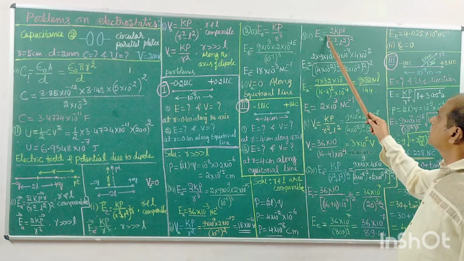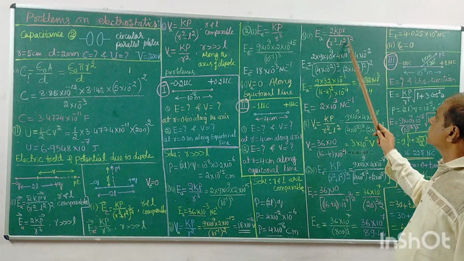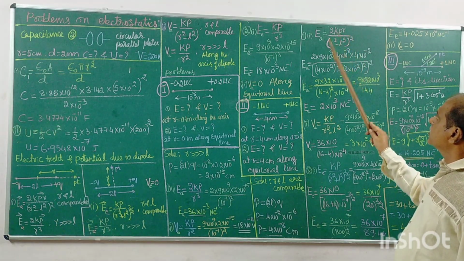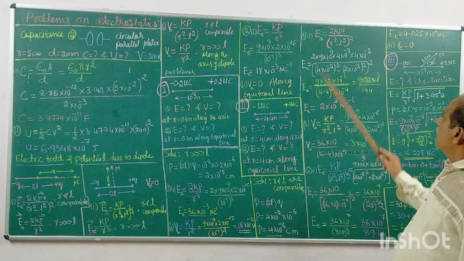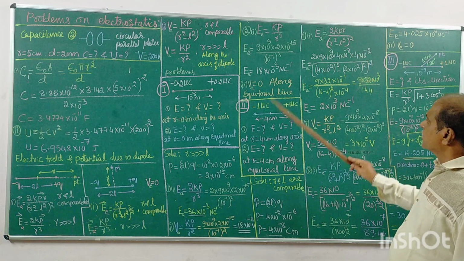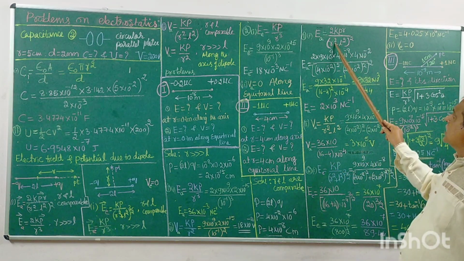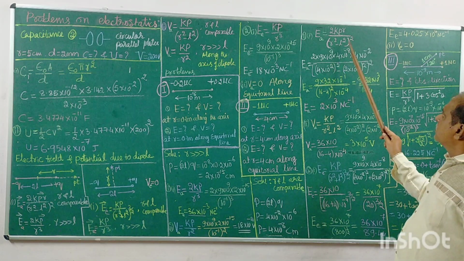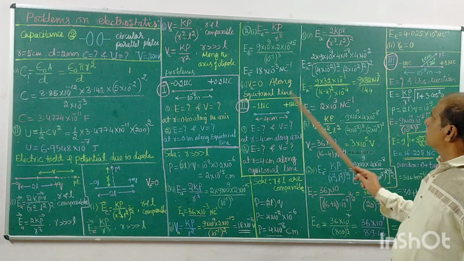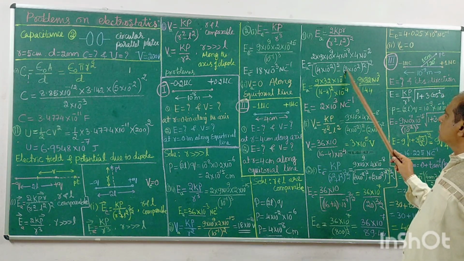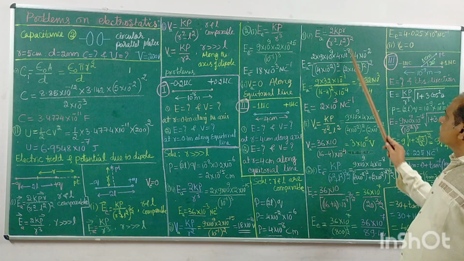Then write the equation. The equation for this one is 2kpr divided by (r square minus l square) whole square. Substitute for them. That is 2 into the value of k in SI, the value of p that we calculated, and the value of r in SI, here. Then (r square, this whole square, minus L square), where 2L is 4, so L is 2 divided by 2, in SI, whole square.